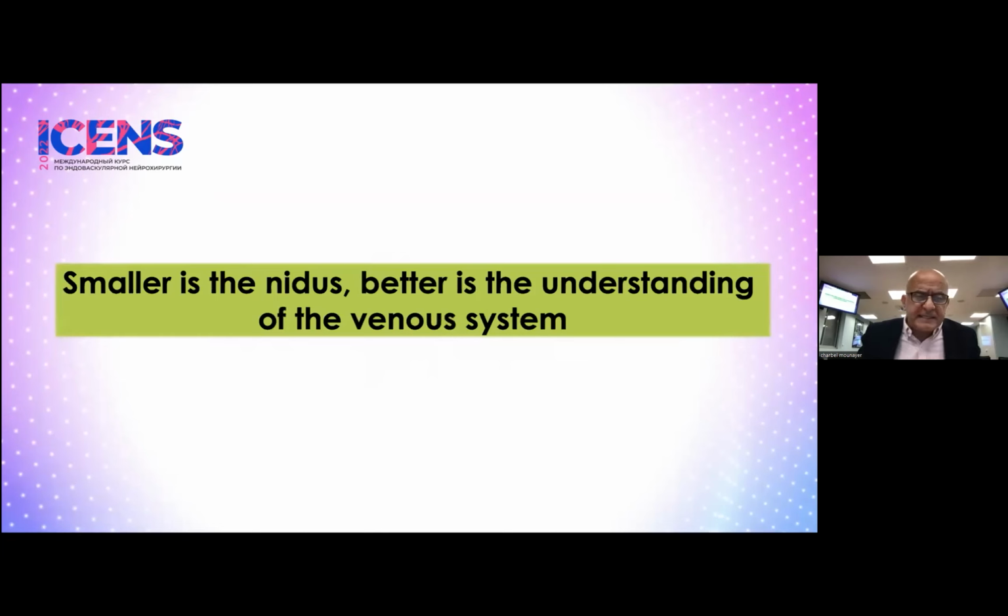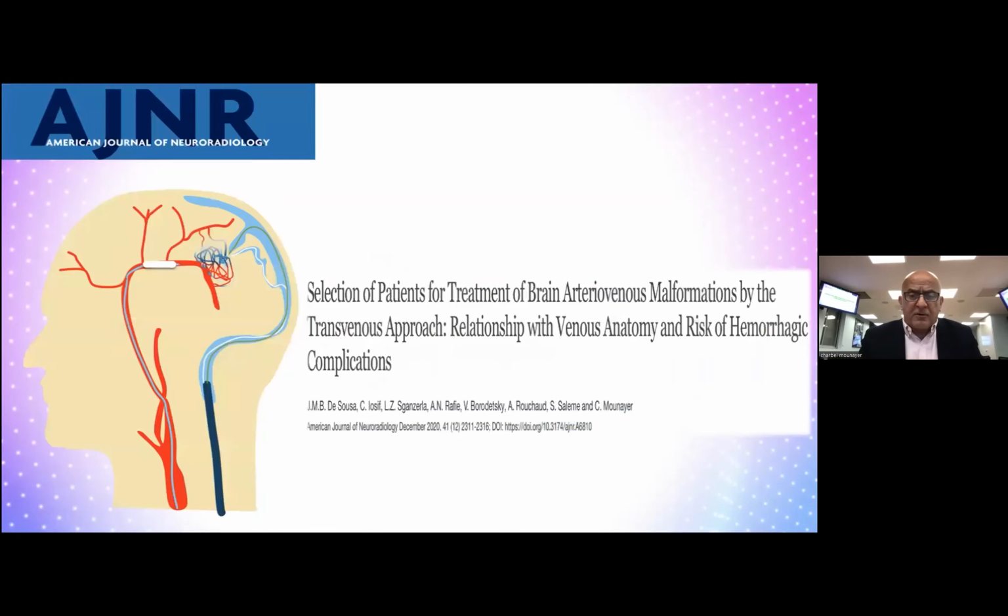So, Kirill said it: the smaller the nidus, the better the understanding of the venous system. Clearly. We are supported by this paper that we published some years ago regarding the bleeding risk factors of an AVM after a venous approach. And we looked at all the factors.